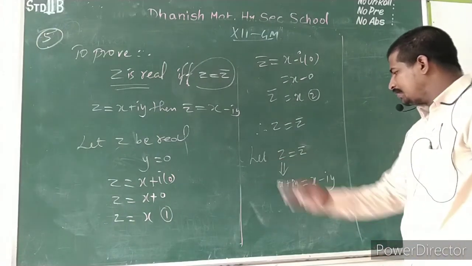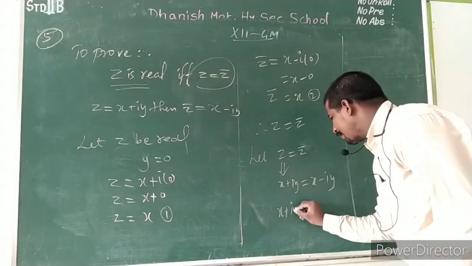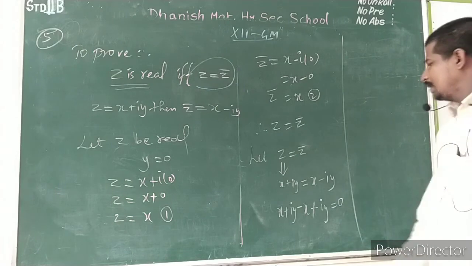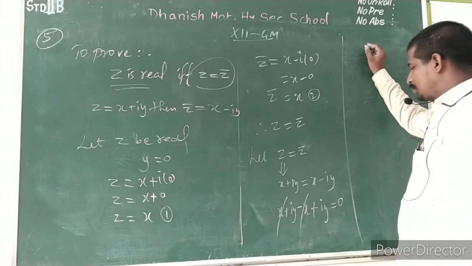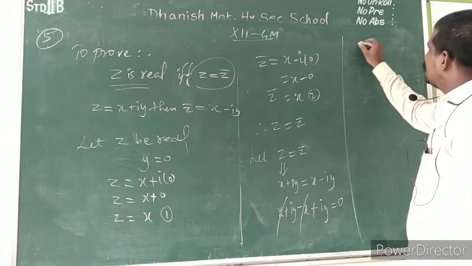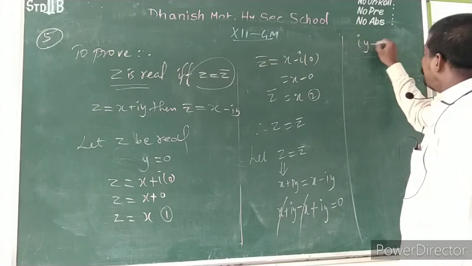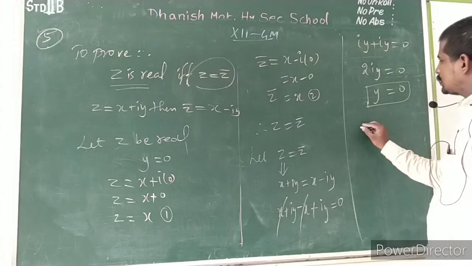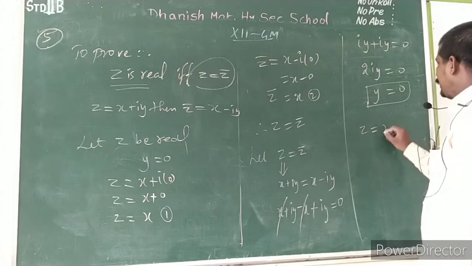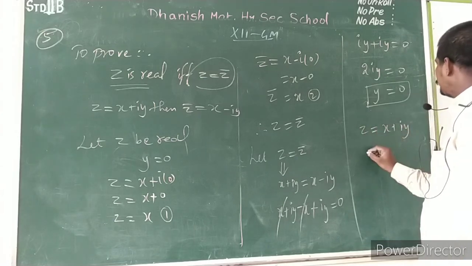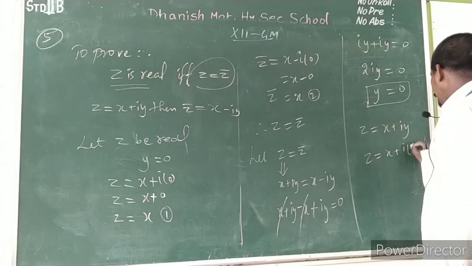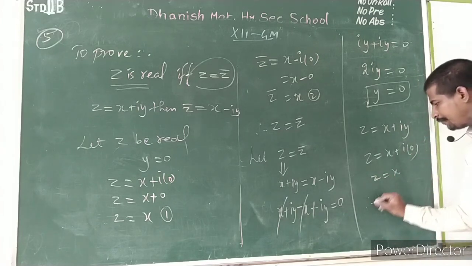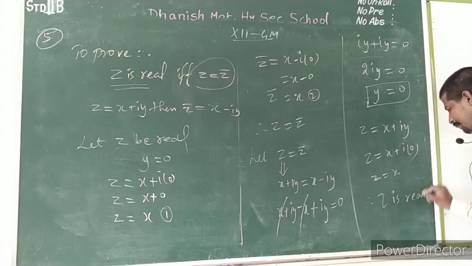Now I am going to simplify it. Now I am going to bring all the things into the left side. So x plus iy minus x plus iy equal to 0. Plus x minus x will get cancelled. So the remaining thing, iy plus iy equal to 0. This is y equal to 0. That is, z equal to x plus iy. In this I am going to substitute y equal to 0, z equal to x plus i into 0, z equal to x, which is nothing but x is a real part, so therefore z is real.